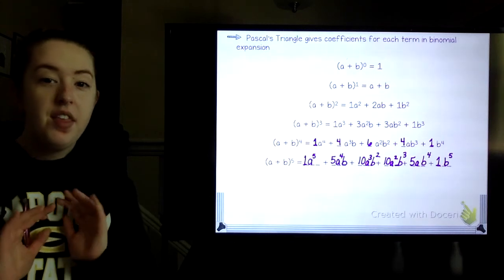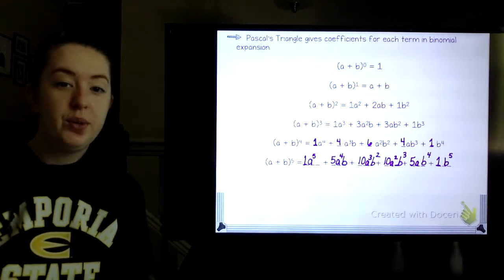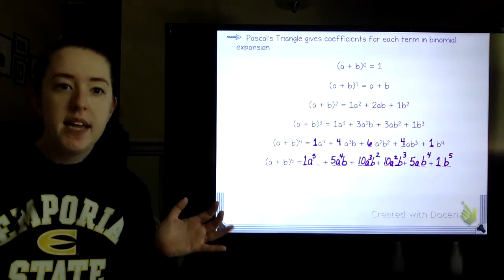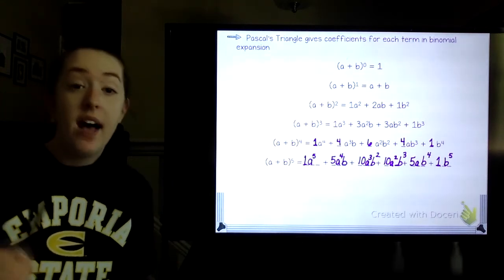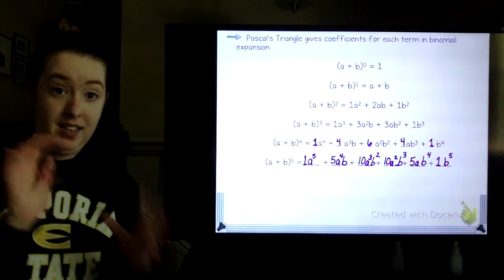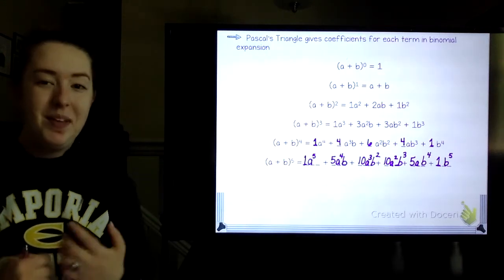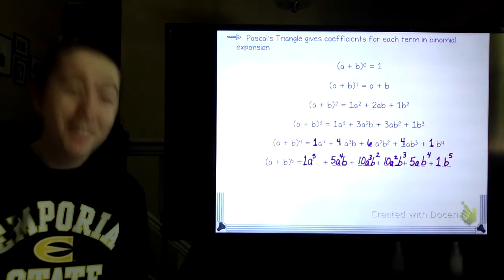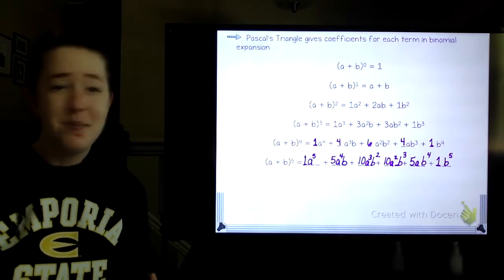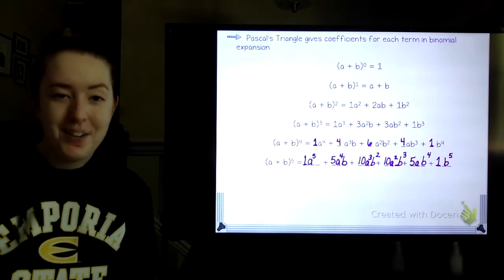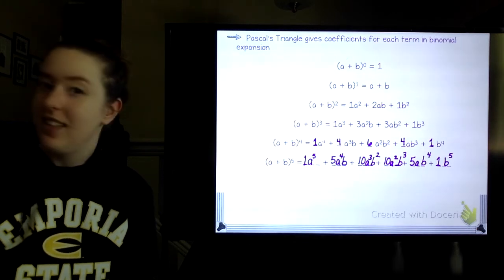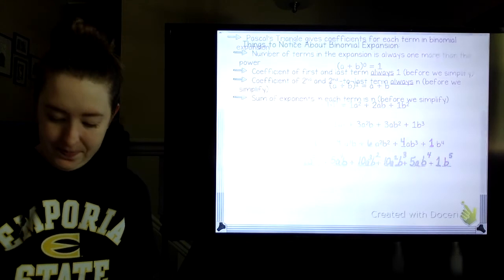So this is just a way to expand a binomial without having to multiply it out the whole way. Because multiplying something out 5 times would be a pain, and then you're looking for like terms to combine, and it's just not fun to do. So if you can use Pascal's triangle, that's a lot easier.